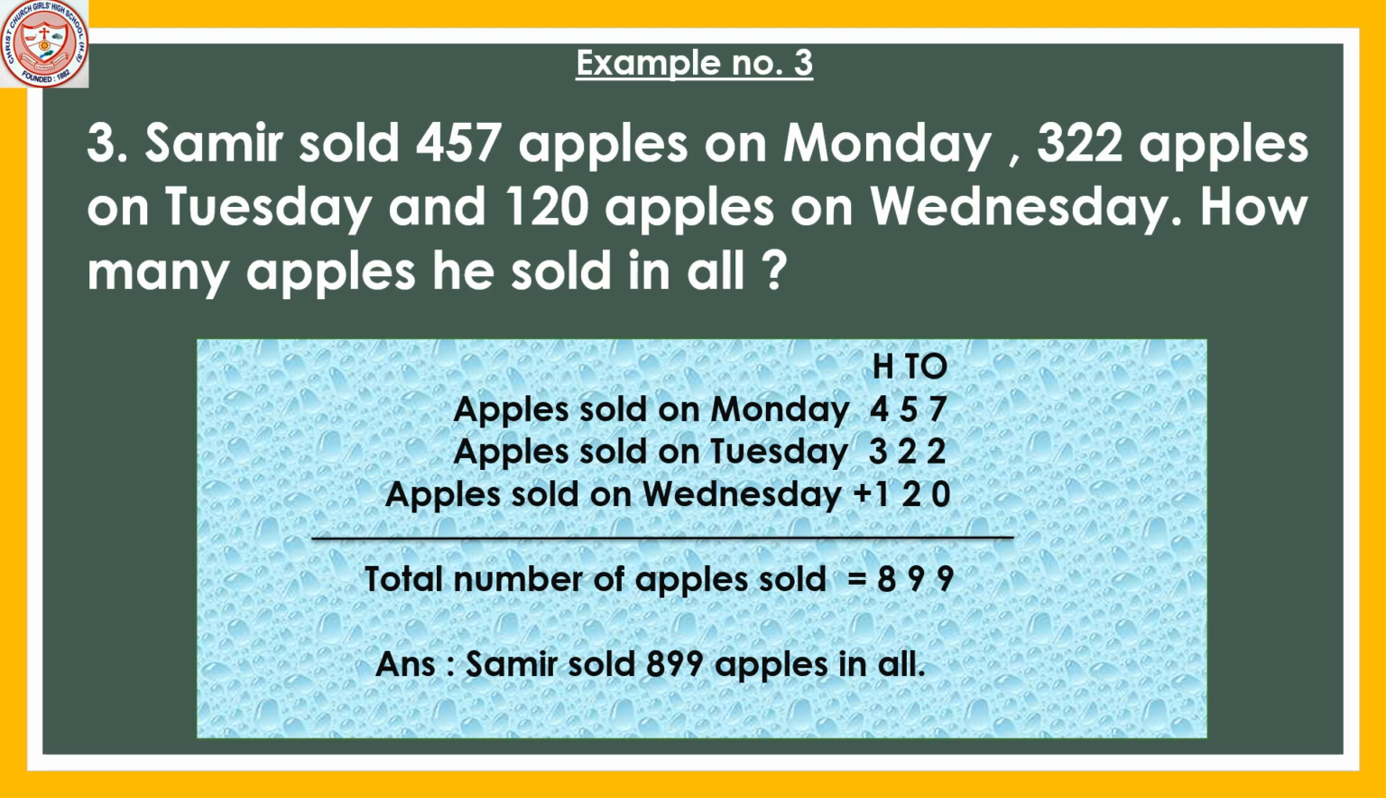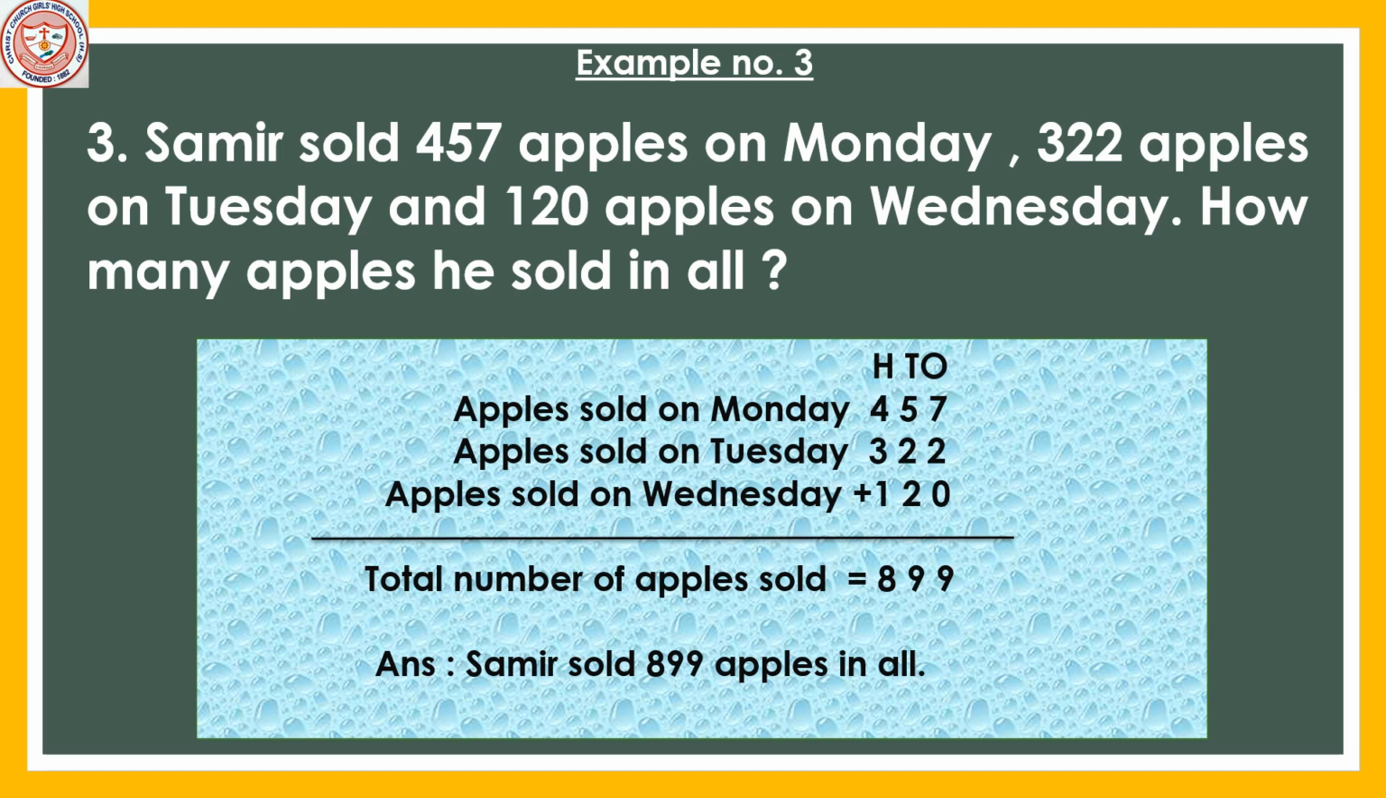How will we do this? We have to follow the steps. I hope you remember the steps. Step 1. First we have to add the numbers which are in the ones place. Very good. And that is 7 plus 2 is equals to 9, and 9 plus 0 is equals to 9. Means 7 ones plus 2 ones equals 9 ones. 9 ones plus 0 ones equals 9 ones. Then write 9 ones in the ones column.